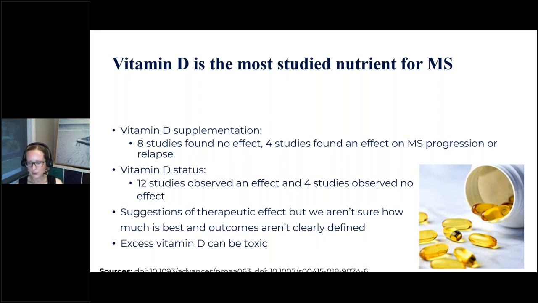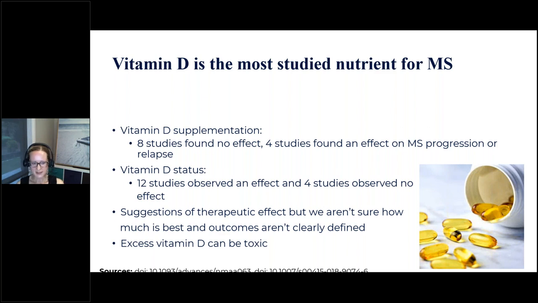And then there were other studies that were looking at vitamin D status. Now, of those, there were 12 studies that observed an effect and 4 that didn't observe an effect. But what they're actually seeing is there's a difference between whether we're supplementing people and looking at whether people consume the supplements and have an effect, and between also having an effect on vitamin D status.